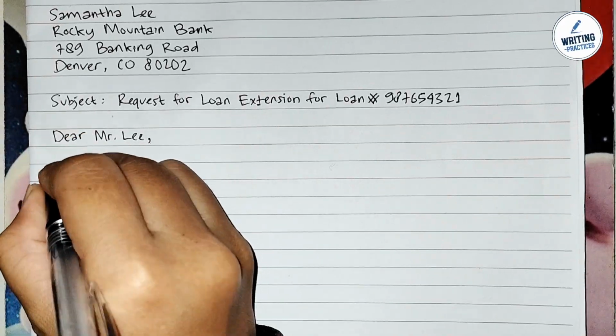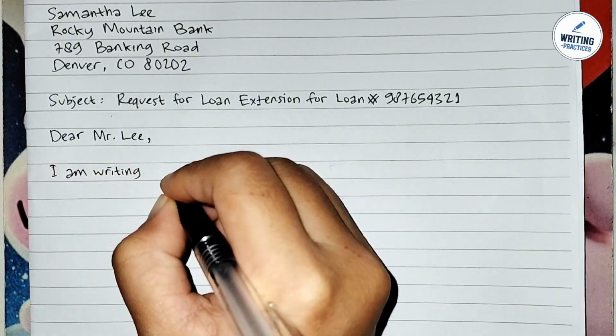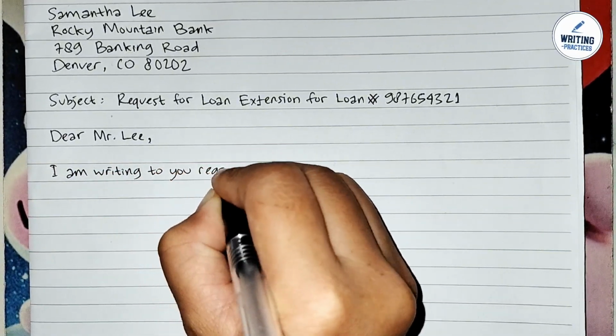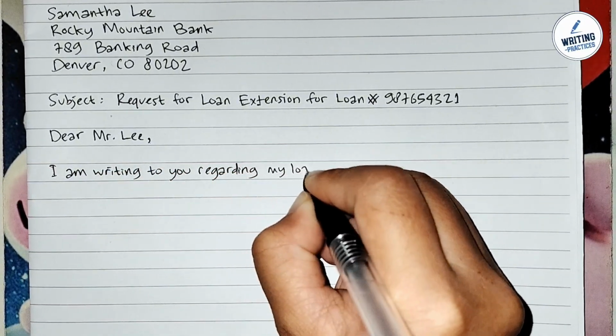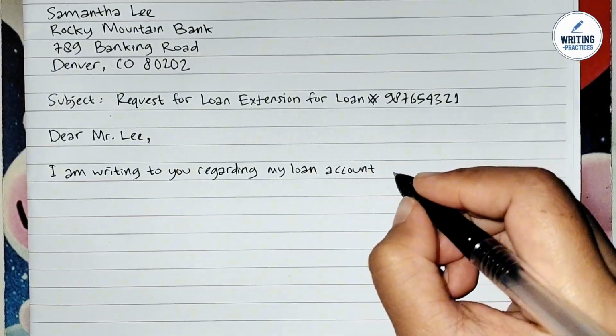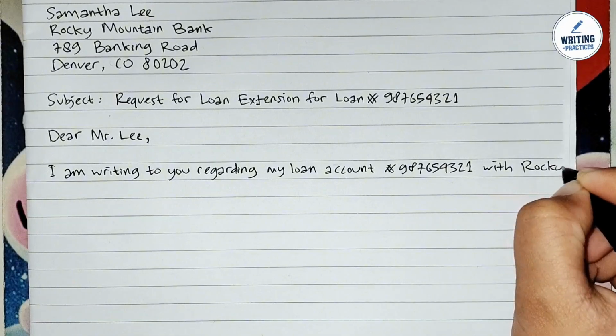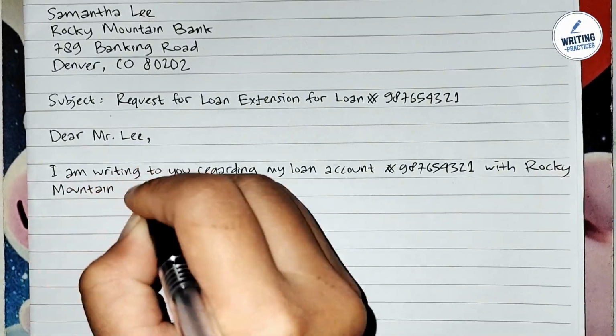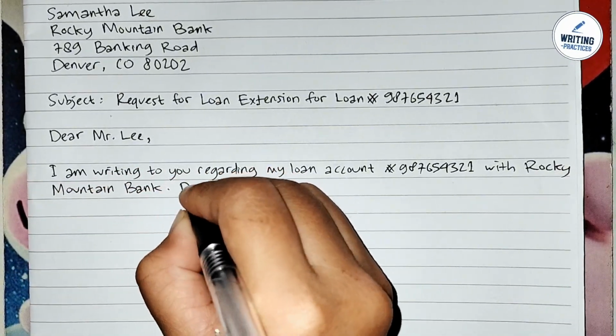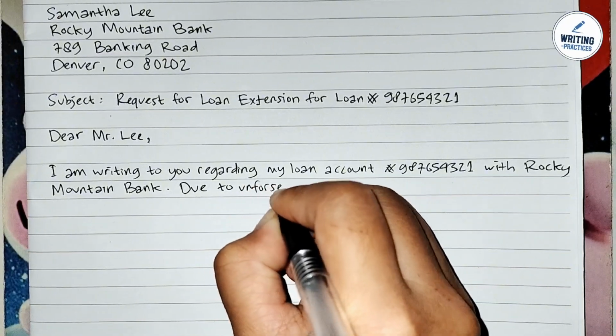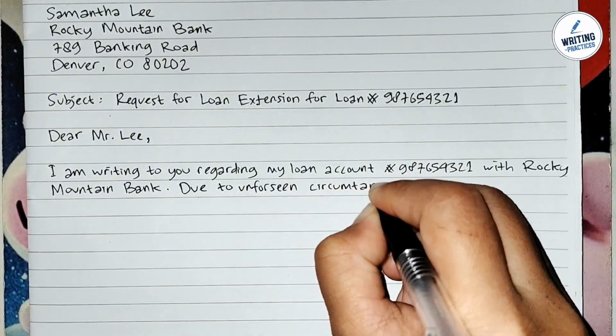In the first paragraph, you need to directly write the purpose of the letter. It is an introduction, stating the reason for writing, including the loan account number for easy reference. And here is an example of how you write the introduction. "I am writing to you regarding my loan account, number 987654321, with Rocky Mountain Bank."